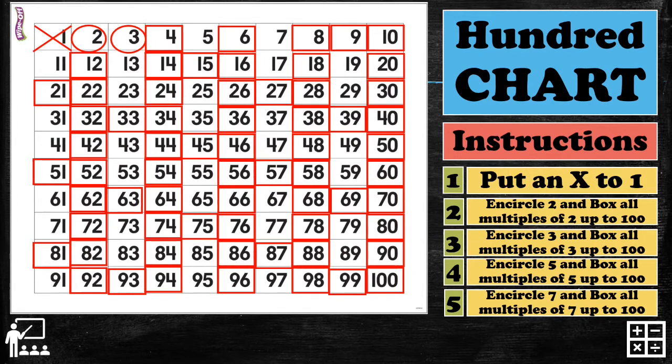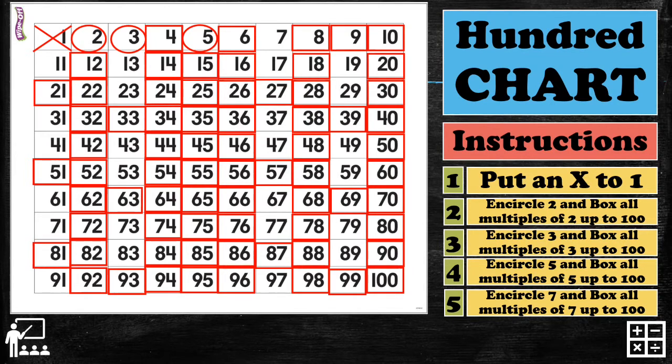Let's proceed to step 4. Step 4, encircle 5 and box all the multiples of 5 up to 100. So let's start at 5. Encircle number 5. After 5 is 10, 15, 20, 25, 30, 35, 40, 45, 50, 55, 60, 65, 70, 75, 80, 85, 90, 95, and 100. So we're done with step 4. Let's proceed to step 5.